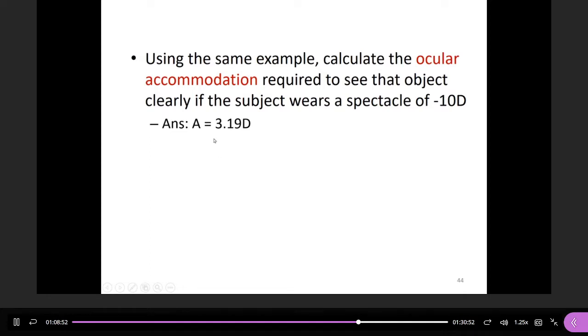As you can see here, for patients who have -10, the accommodation required will be even less compared with the patients who have -5. In -5, you have about 3.5, and this is about 3.2. So you can accommodate 0.3 diopter less than -5.